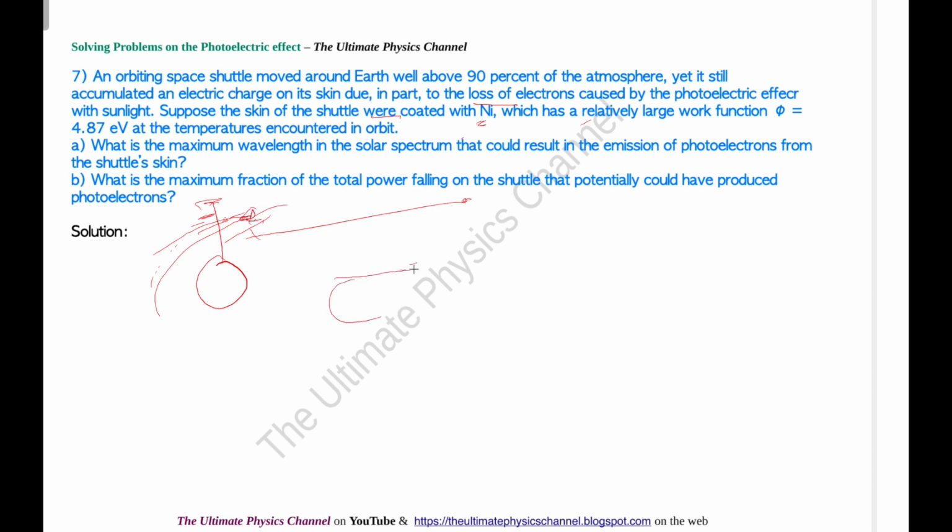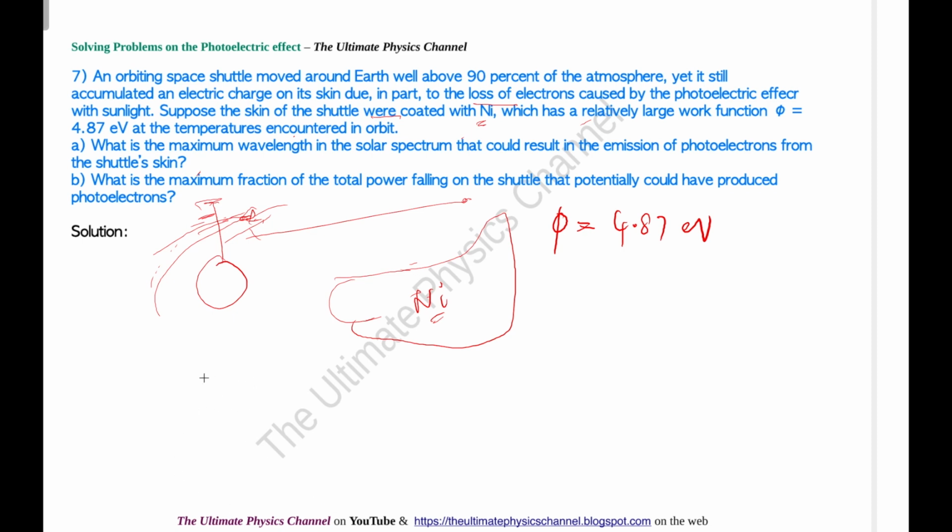So on the body of the space shuttle, let's say the material is nickel, and it has a relatively large work function, phi equal to 4.87 eV at the temperatures encountered in orbit. What is the maximum wavelength in the solar spectrum that could result in the emission of photoelectrons from the shuttle skin? What is the maximum fraction of the total power falling on the shuttle that potentially could have produced photoelectrons? So these are the two parts of this question.